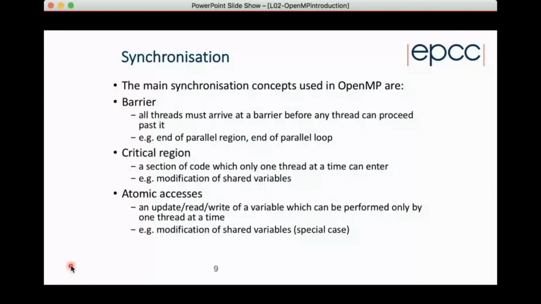And that's what's happening. We've already seen that. That's what's happening, for example, at the end of a parallel region. And that's what also happens by default at the end of a parallel loop in OpenMP. So if we have a parallel loop, then all the threads wait until all the iterations have been completed before proceeding to the next piece of code.